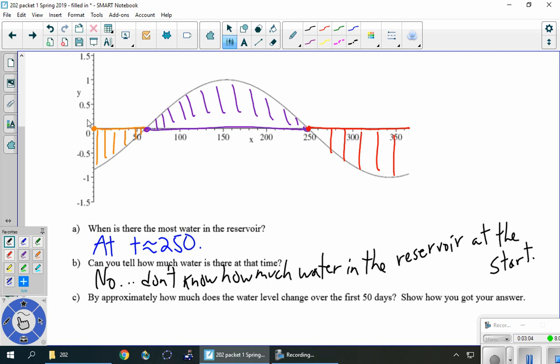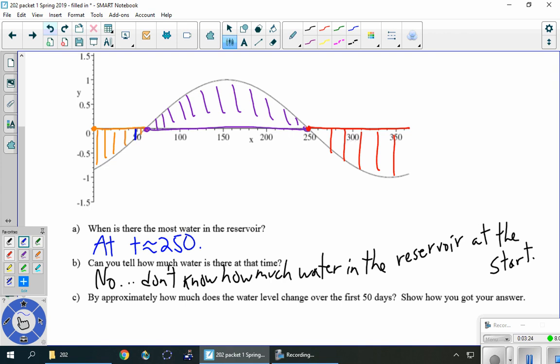Part C: by about approximately how much does the water level change over the first 50 days? Show how you got your answer. Okay, so the first 50 days is part of this orange, but it's not all the way to the end of the orange, because 50 looks like it's right around there. So let's go with a different color. How about blue? So I'm going to put my vertical line right there at 50.